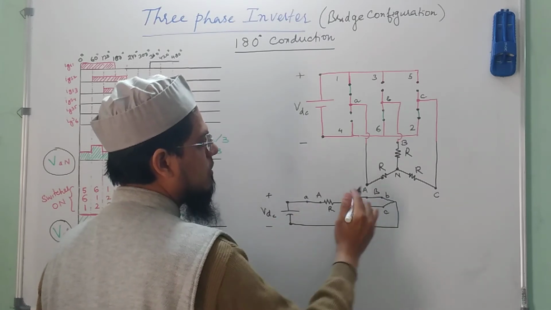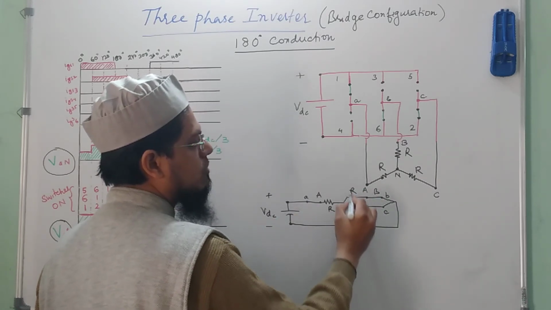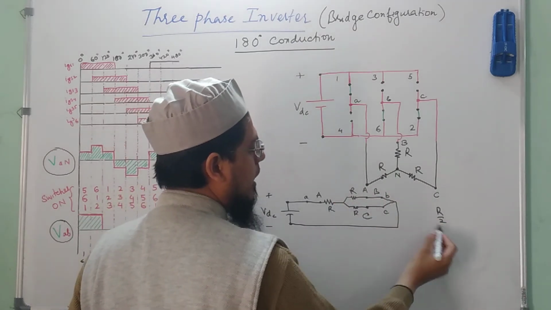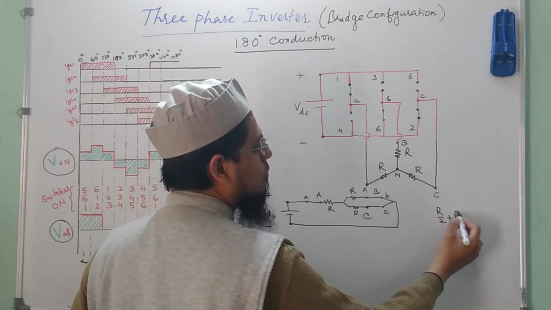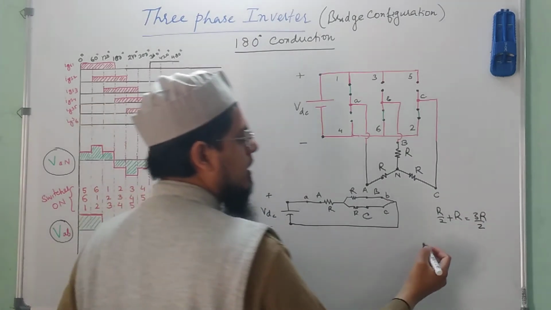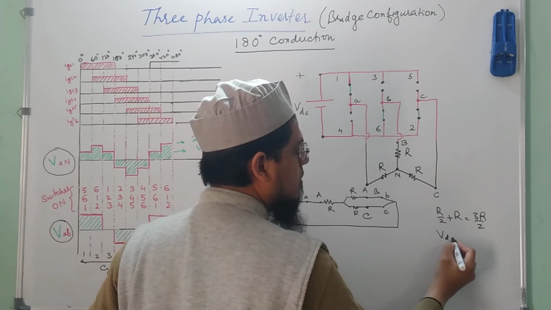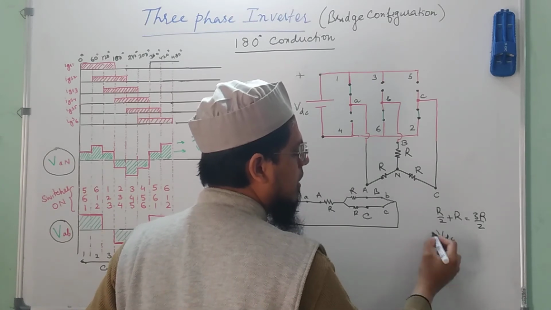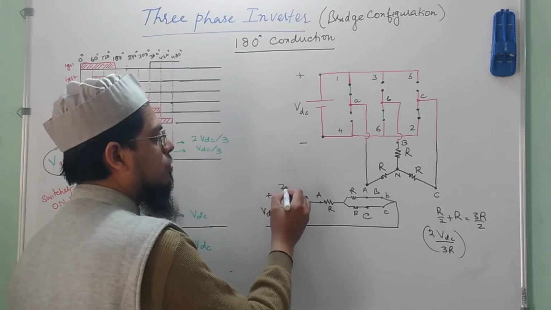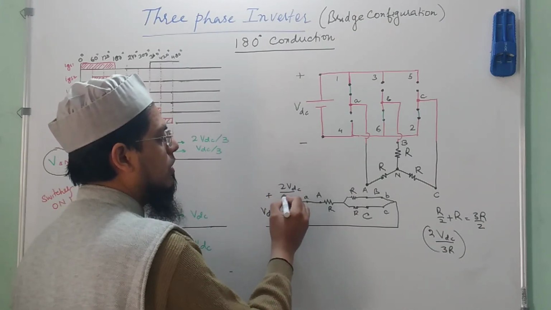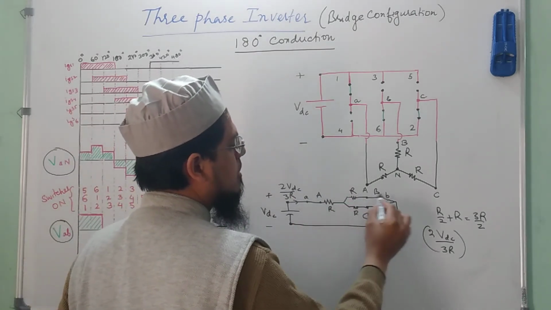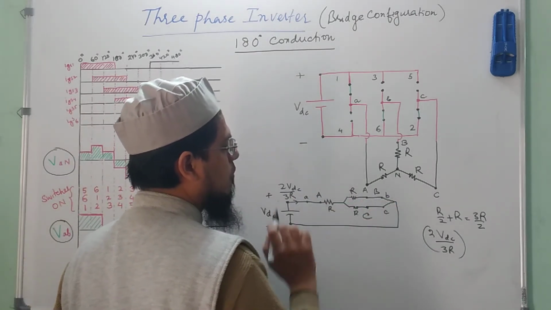So actually these two are in parallel, the equivalent of these will be R by 2, and you have to add it to R. So if you add it to R, again you get 3R by 2, and the current that would be flowing would now be VDC upon 3R by 2. So this is the current that is flowing here, 2 VDC upon 3R, and that gets bifurcated, VDC by 3R flows here, VDC by 3R flows here.